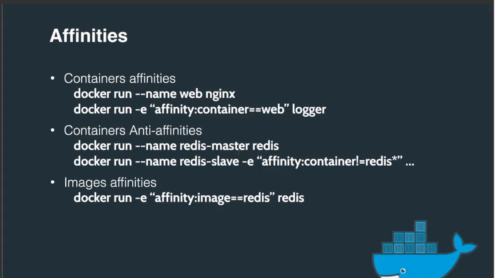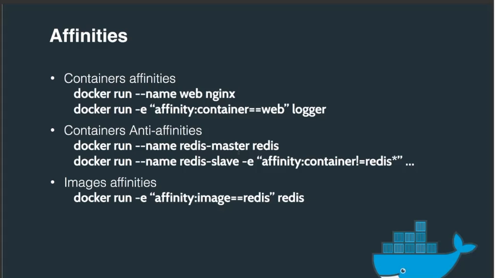We also have entire affinities. In this example, let's say you have three machines in your cluster and you want to start a Redis that is sharded across multiple machines. So what you're going to do is start the Redis master. Here you don't have any memory, any CPU, you have nothing. So basically Swarm is going to pick a machine randomly because there is no way it can choose since there is no parameter. So your master is going to end up on a random machine.